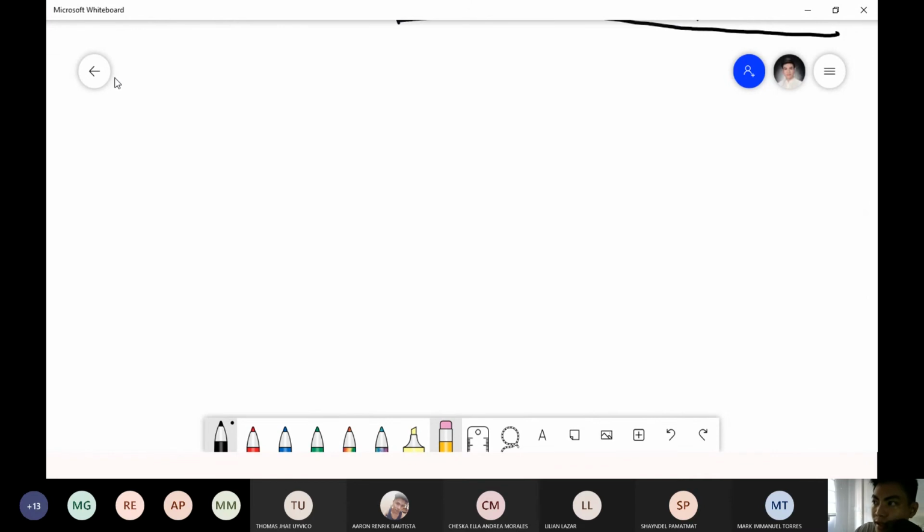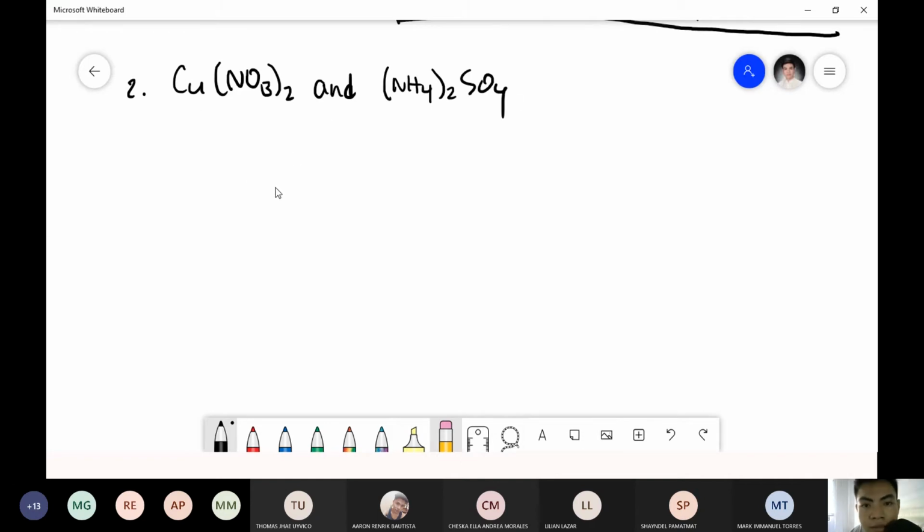Okay. So, the next item in Canva, in the PowerPoint is this one. Copper 2 nitrate and ammonium sulfate. Okay. So, let's check if a precipitate can be formed from these two ionic compounds. Okay. So, again, step 1, dissociate. Okay, you convert them into ions.